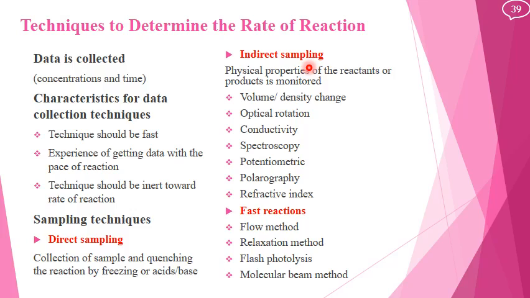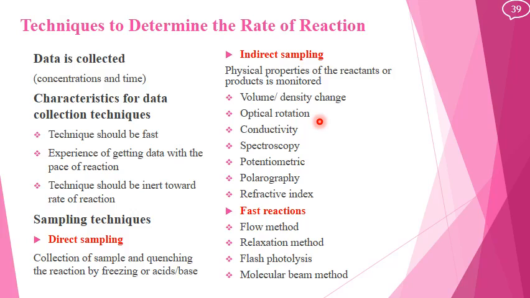And indirect sampling techniques are physical techniques, where physical properties of the reactants or products are monitored by using different instruments. By using different physical characteristics we can use different instruments, like change in volume and change in density can be measured, and these changes can be used to explain the change in concentration of our reactants or products. Sometimes the volume change represents the change in concentration of any reactant or product. This change may be positive or may be negative.